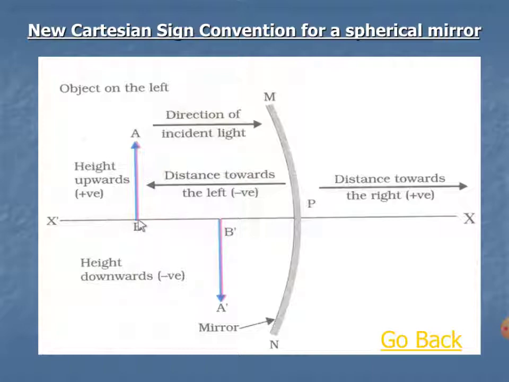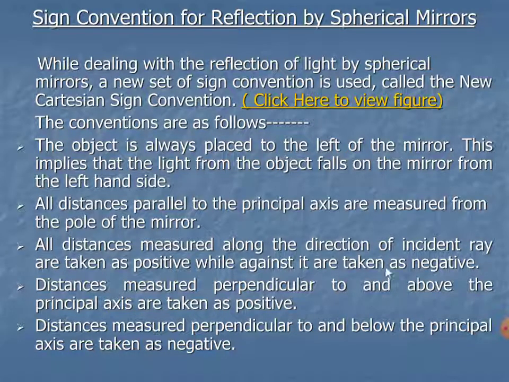The measurement of the distance or height above the principal axis is taken as positive, and perpendicular measurement downward from the principal axis is taken as negative. Got it? Clear? Yes, this is what we have said just now, right?